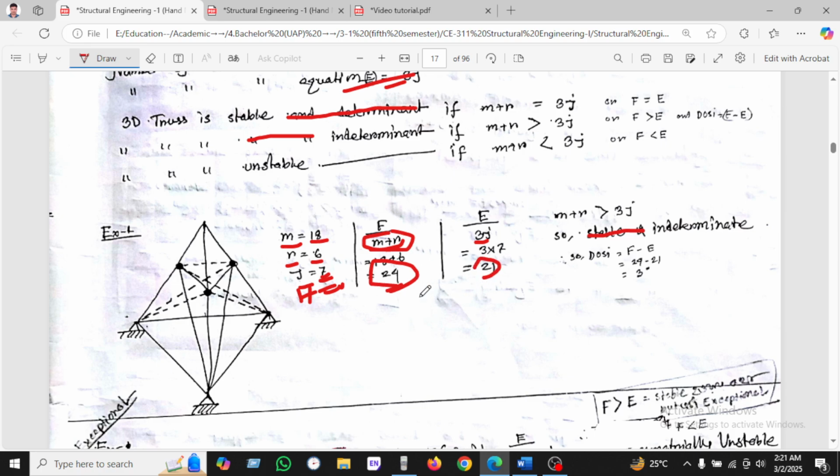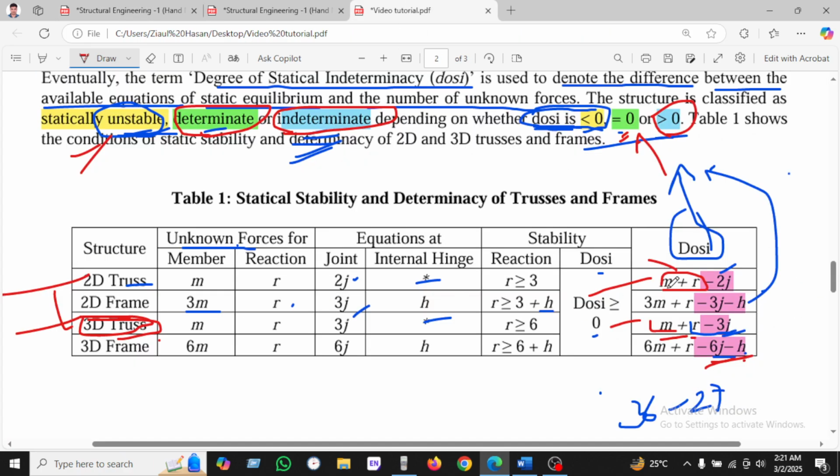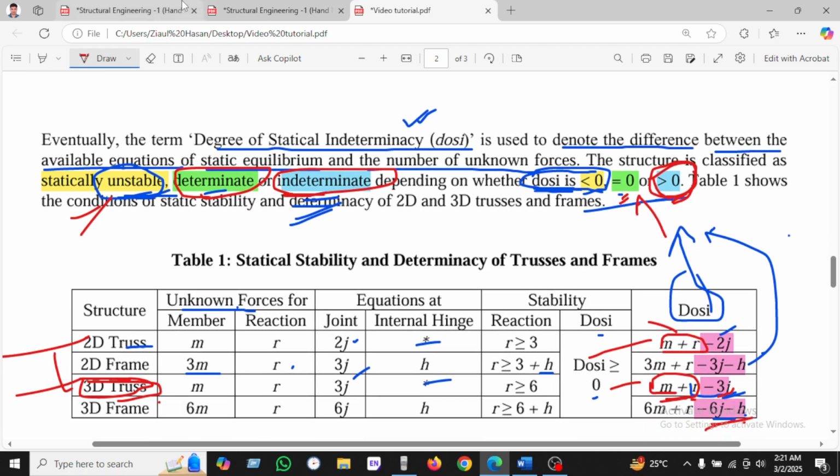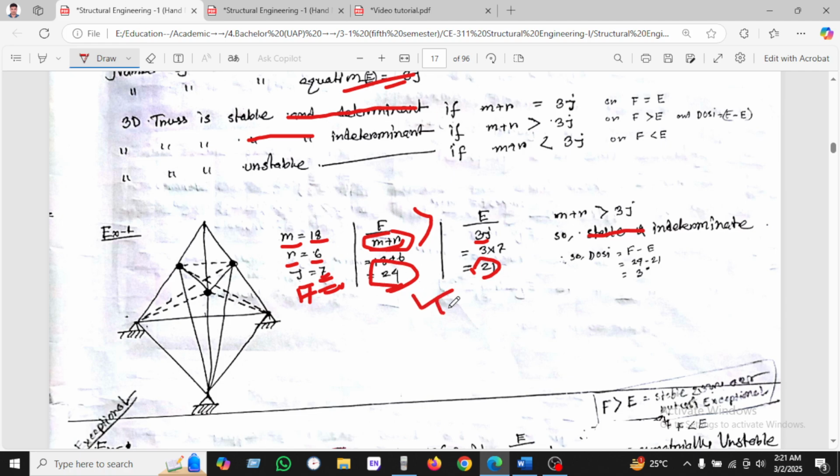So 24 minus 21, as we have been seeing, f is greater than e, so it will be indeterminate. If we calculate in this way, from 3m plus r, 24 minus 3j, 3 times 1, 21, which is plus 3. So plus 3, as we have been putting here, is greater than 0, so this will be indeterminate. Okay, so this will be indeterminate.